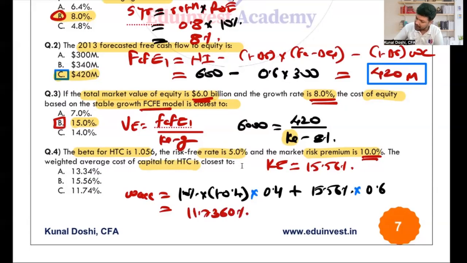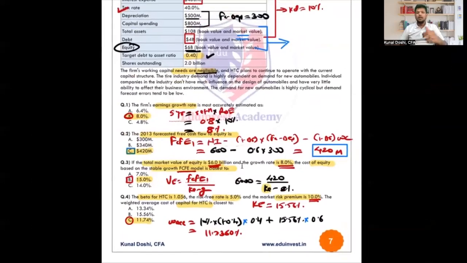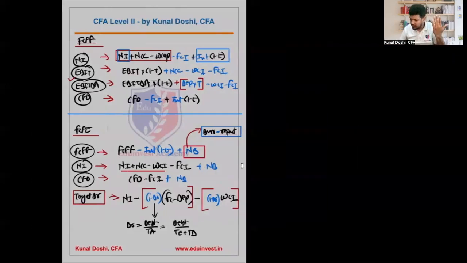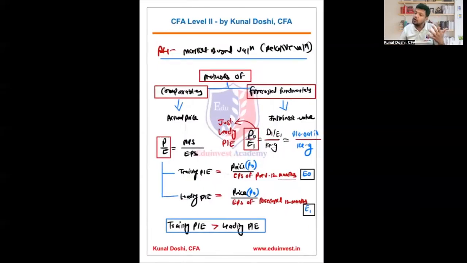736, which is nothing but C, closest. Got it? Right? Okay, so these two case studies cover all the angles: FCFF, FCFE, cost of equity, risk premium, everything. To be honest, this one page covers most of your formulas. Now we go to market-based valuations.